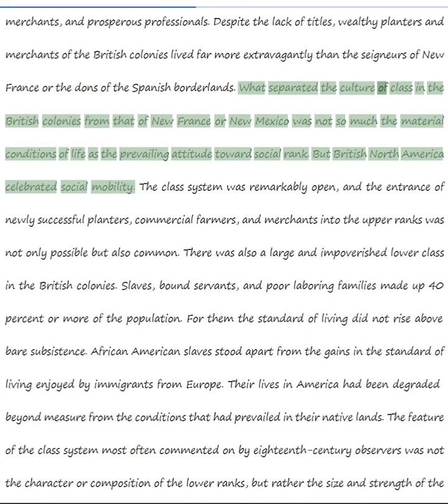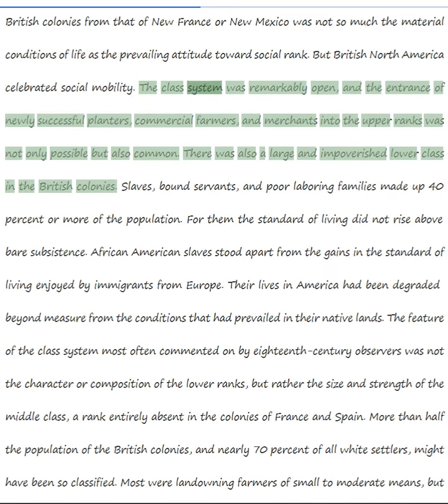What separated the culture of class in the British colonies from that of New France or New Mexico was not so much the material conditions of life as the prevailing attitude towards social rank. British North America celebrated social mobility. The class system was remarkably open, and the entrance of newly successful planters, commercial farmers, and merchants into the upper ranks was not only possible but also common.